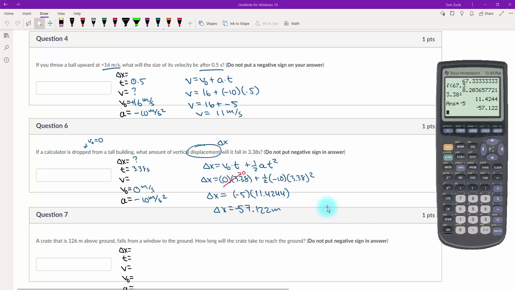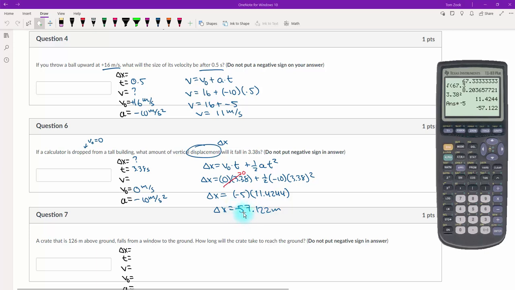All right, so we got a whole bunch of work there. Drop, so the initial velocity 0, amount of vertical displacement, that's our delta x, or we could put delta y, with it'll fall in 3.38 seconds. Acceleration negative 10 again, because we got the a, we're going to use this equation. V0t disappears because V0 is 0. And you can put all this in your calculator at once because there's no unknowns there. I went ahead and wrote it out as 2 steps, but you should get an answer of negative 57.122.